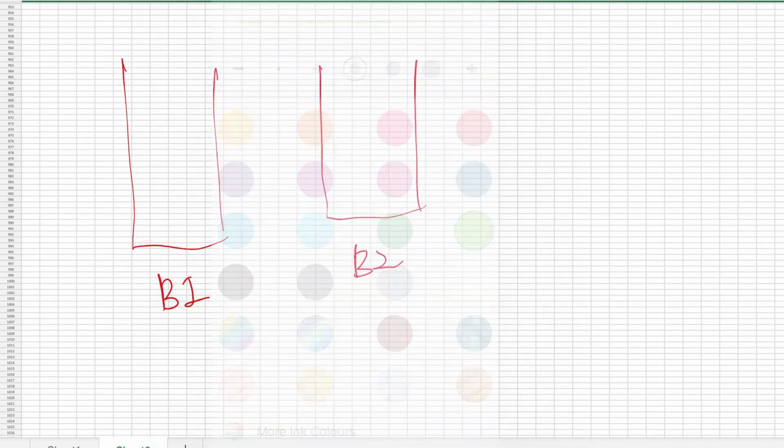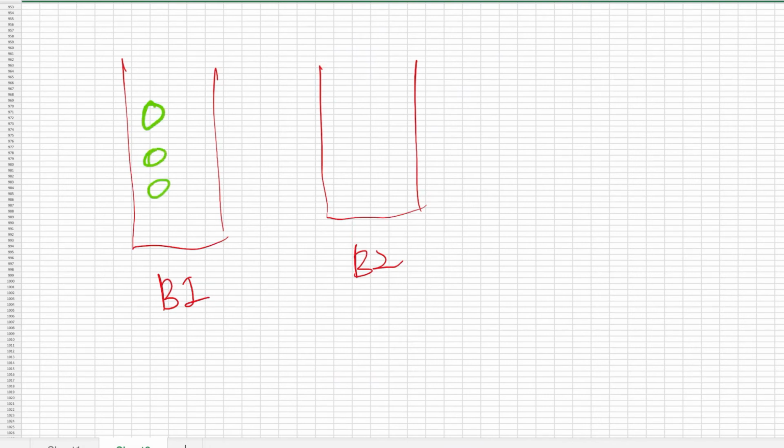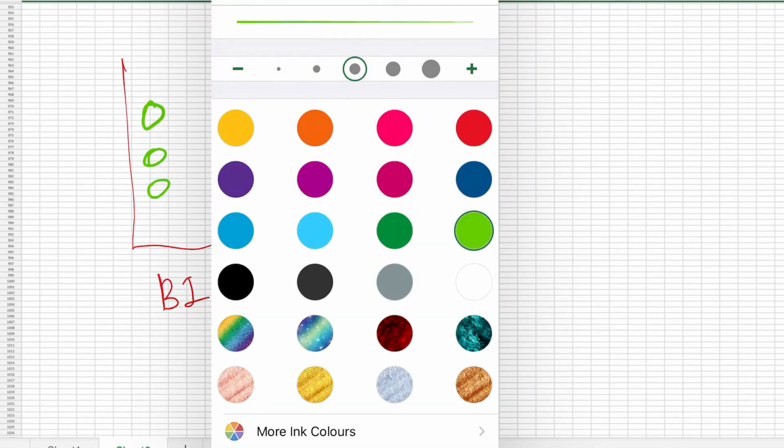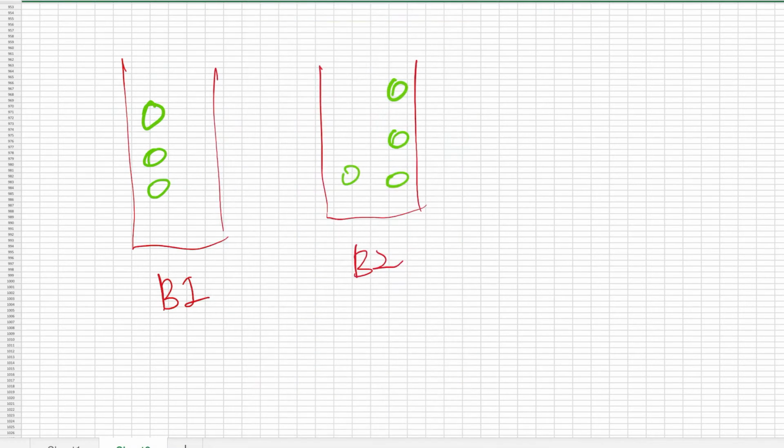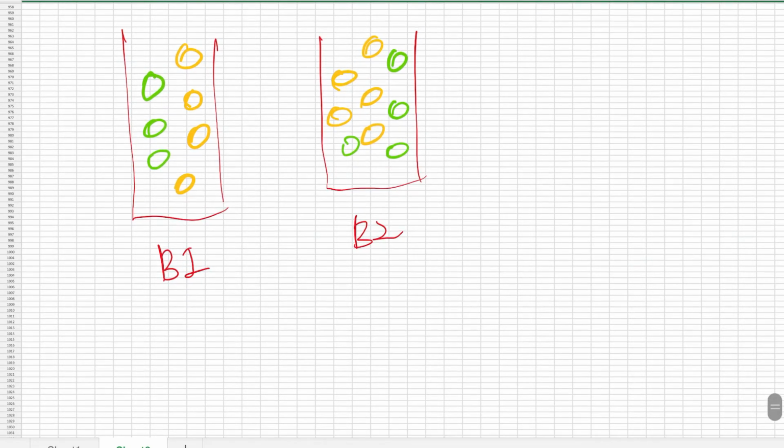Now let us try to discuss one specific problem set to calculate probability. For example, we have two different bags, bag 1 and bag 2, with balls of different colors inside. In bag 1 we have three green balls and in bag 2 four green balls. At the same time, we have four yellow balls in bag 1 and five yellow balls in bag 2.